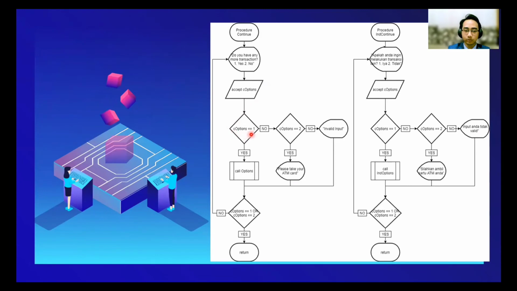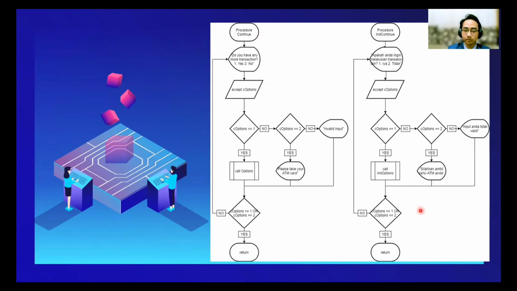If C option is equal to 1, it will call option. If the input is equal to 2, it will display please take a receipt part. If it's 3, it will display invalid input. And then it will check again if C option is equal to 1 or C option is equal to 2. If the statement is false, it will display again, do you have any more transaction? If the statement is true, it will return to the one that called this procedure.